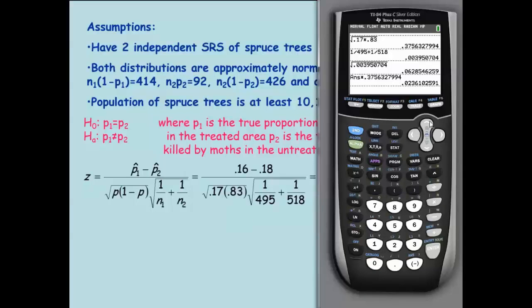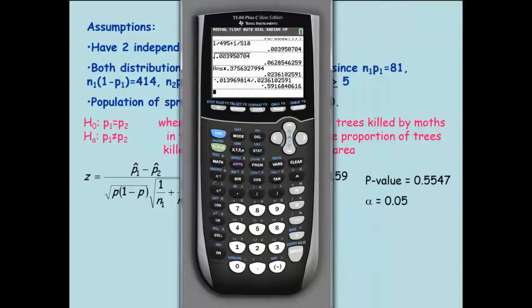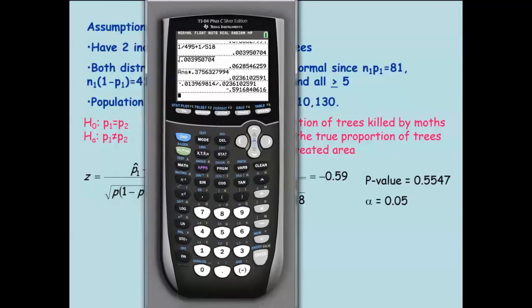So I go back up to the 0.16 minus the 0.18, which is that number right there, the negative 0.013. And I want to divide it by that 0.02 that I just found, and I get negative 0.59 for a z-score. Okay, so how do we get the p-value?